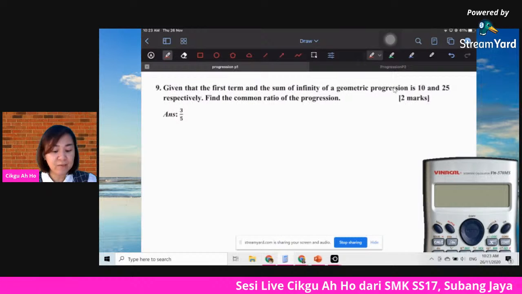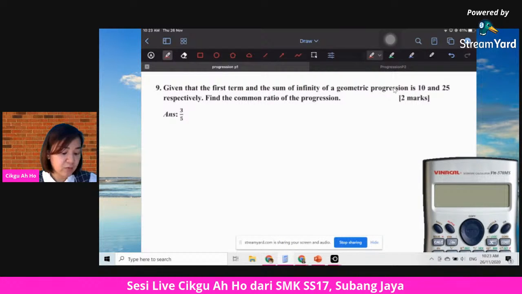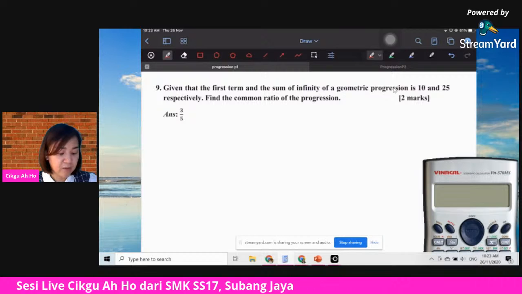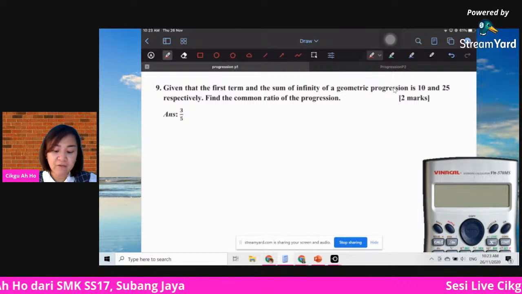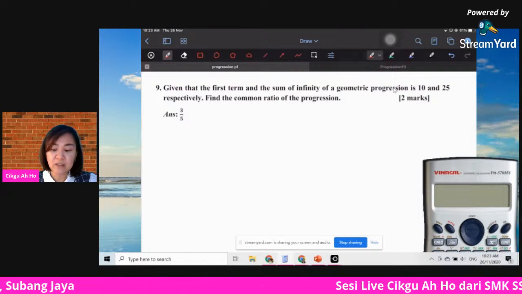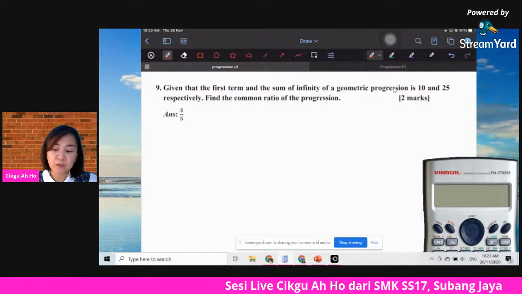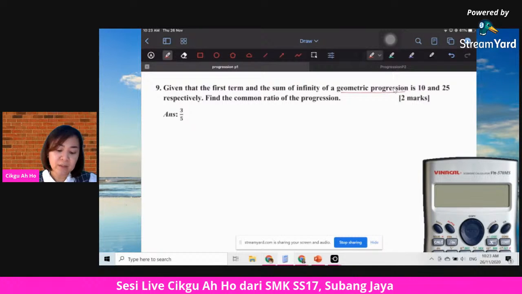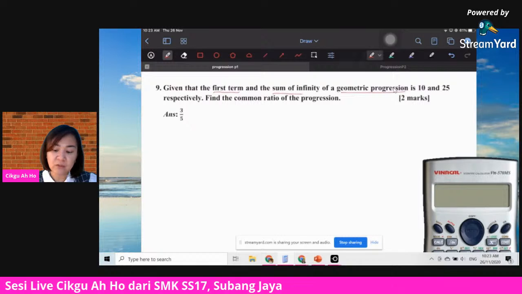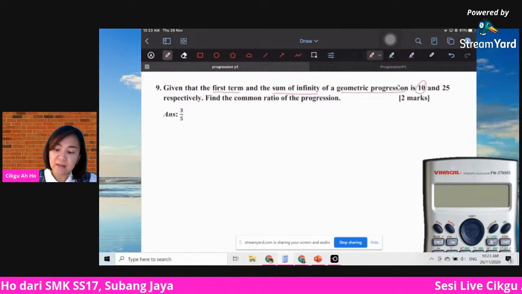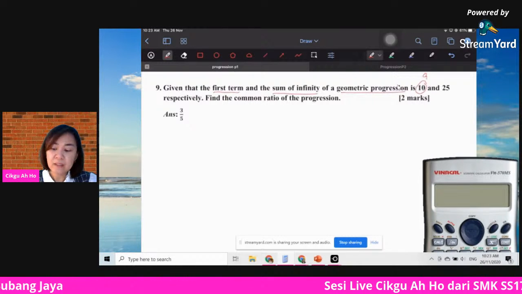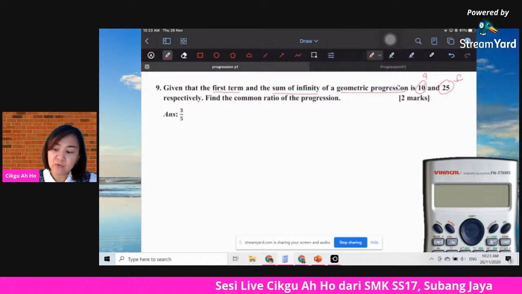Boleh tak? Okay. So this is another question. Awang morning, Amirul Faham morning. Okay. So given that the first term and the sum to infinity of a GP, so no problem. Soalan dah bagi tahu ini GP. Okay, dia kata first term and the sum to infinity. So ini adalah A, first term. 25 ini adalah sum to infinity.